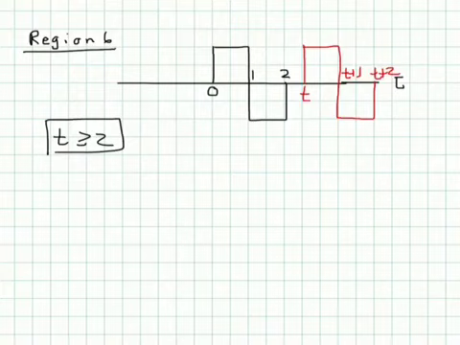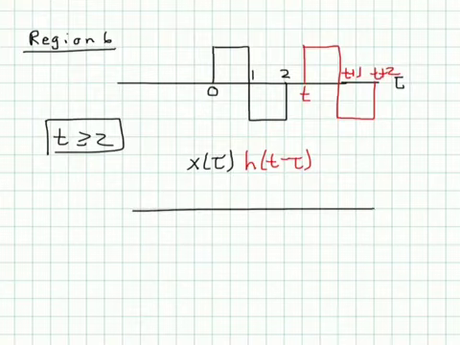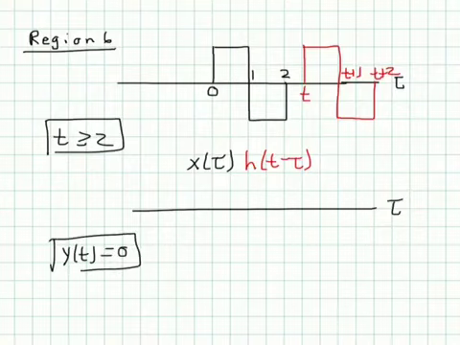And in this region, x of tau times h of t minus tau, if I do a sketch of that, I just get 0. It's 0 everywhere. And so y of t is equal to 0 in region 6. Okay, so we've done all 6 regions because this will stay the same no matter how big t gets.